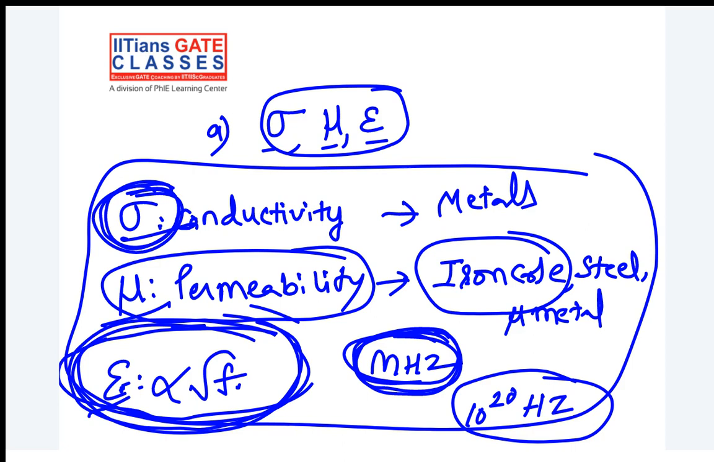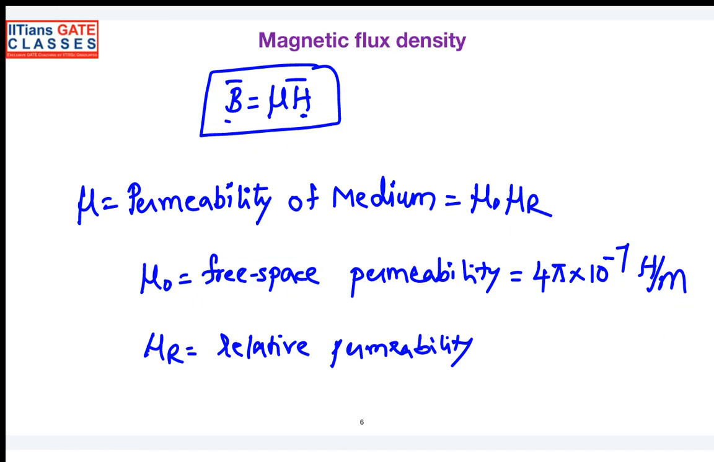Good. So we'll go back to our presentation. We have deviated completely. We're on this slide. The magnetic flux density is B equals mu times H, and mu is mu naught times mu r, where mu naught is the free space permeability, whose value is given here, and mu r is the relative permeability.